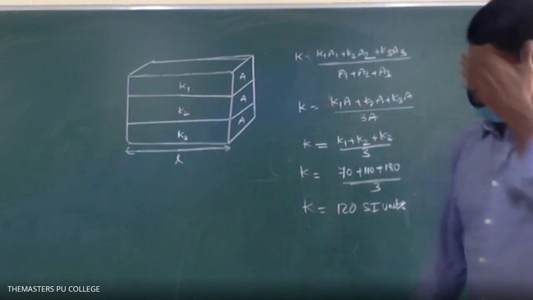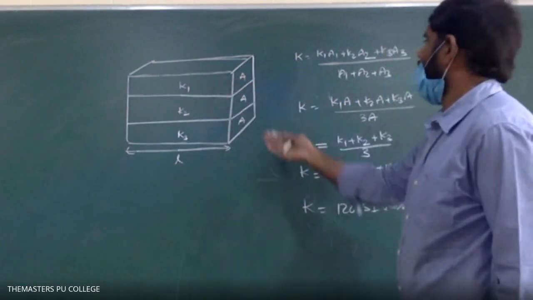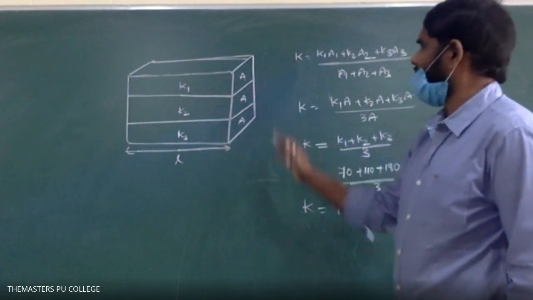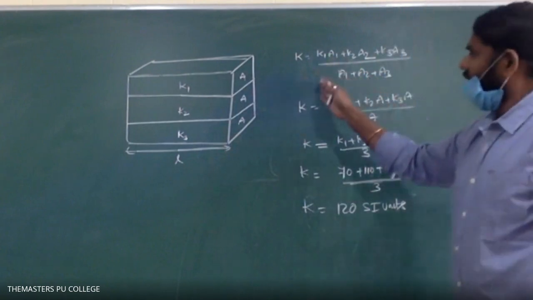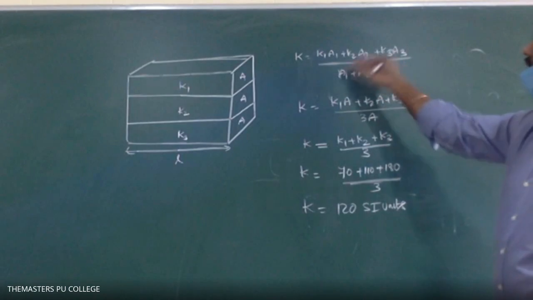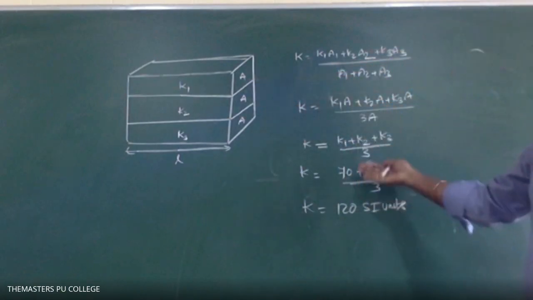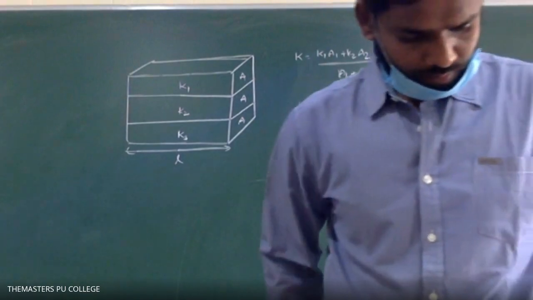So simple, students. Yesterday we did the same thing with two rods. They have asked if three rods are connected in parallel, with each length and area of cross section the same. If the lengths are same, then this is the formula. Here the areas of cross section are also the same, so we can transform it: A1 equals A2 equals A3, let it be A. Substitute the values and calculate. We got this. That's it.